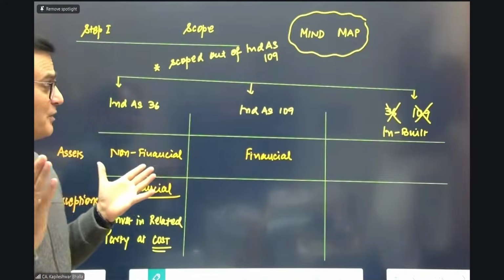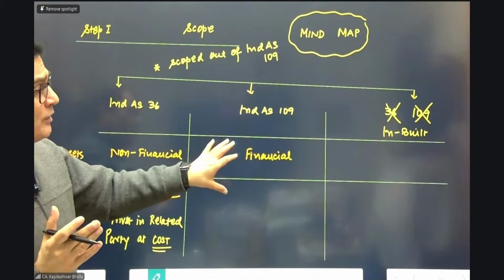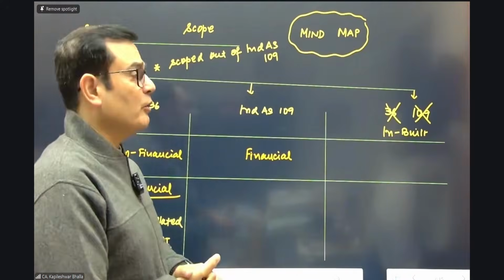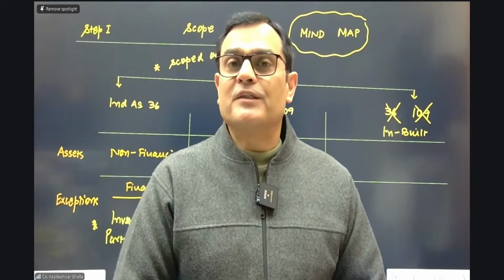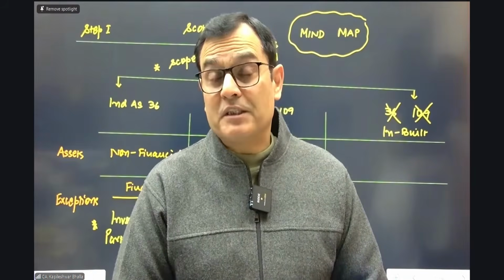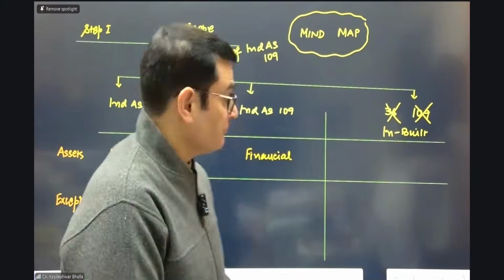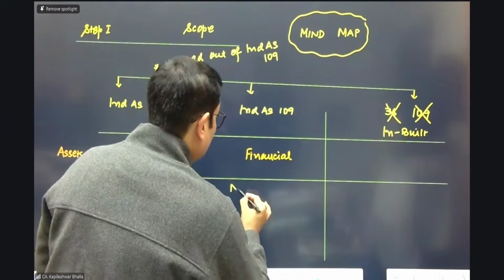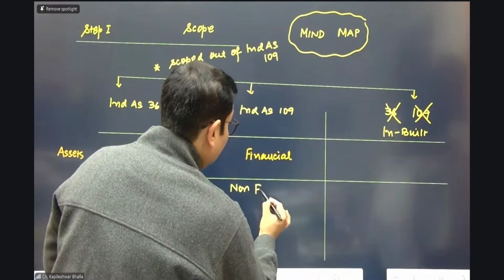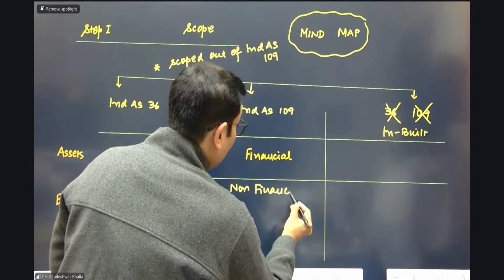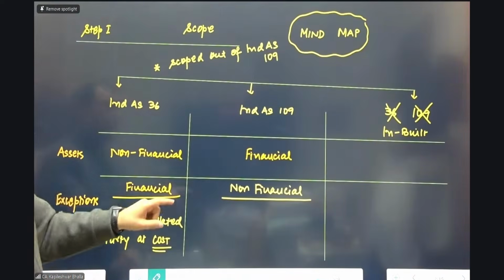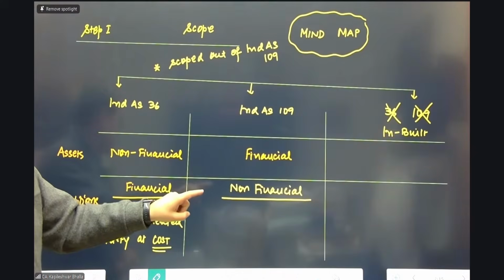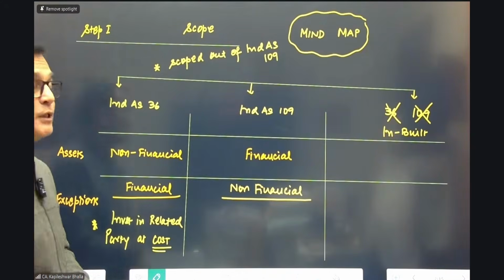Great. Now let's go further. On the same footing, since we're talking of 109 as well, financial assets are covered under 109. There is an interesting exception here as well. That means we've got certain non-financial assets and they are covered under 109. So can you think of an example and give me which is the non-financial asset which is covered under 109?